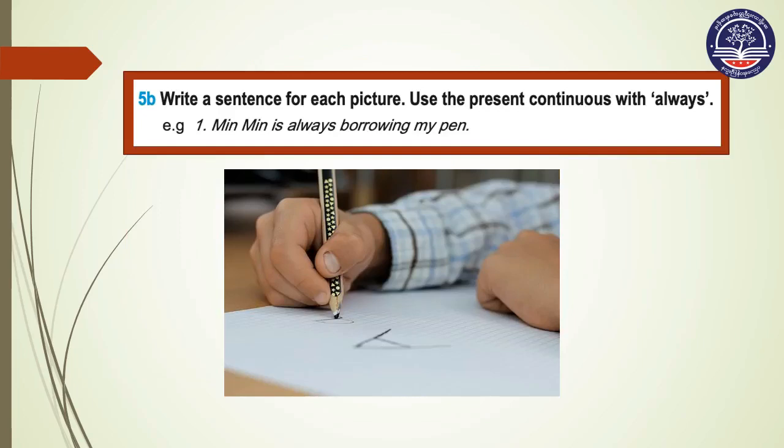All right, let's look at exercise number 5b. It says write a sentence for each picture and use the present continuous with always. For example, number 1, Mimin is always borrowing my pen. So do you see the word always? Okay, so I'd like you to try to make sentences for each of the pictures from the previous exercise.